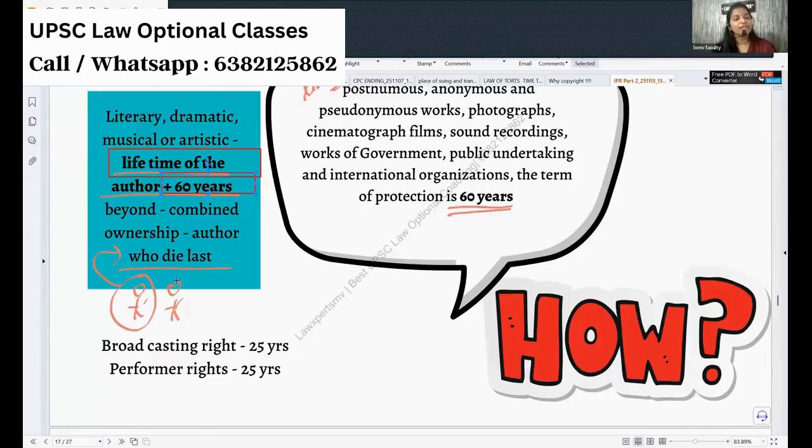That's how it is. If it is co-authored, see, co-authoring is very important. The 60 years will be calculated from the death of the last author. So have as many authors as you can. Include one 15-year-old or 18-year-old or 19-year-old. So your work is protected for a long time. Okay, that's it.